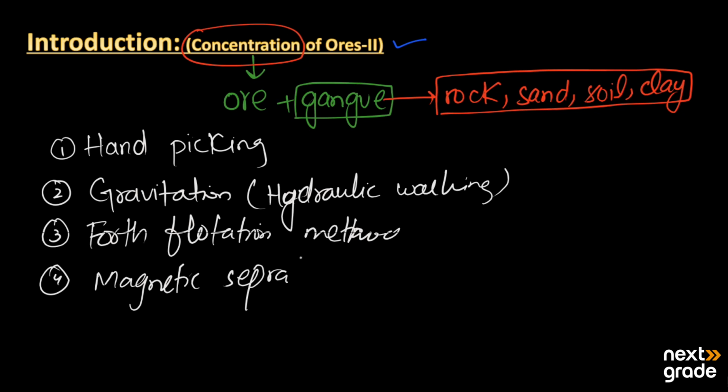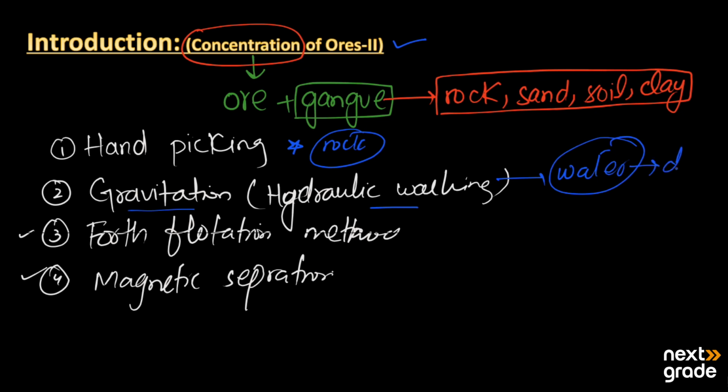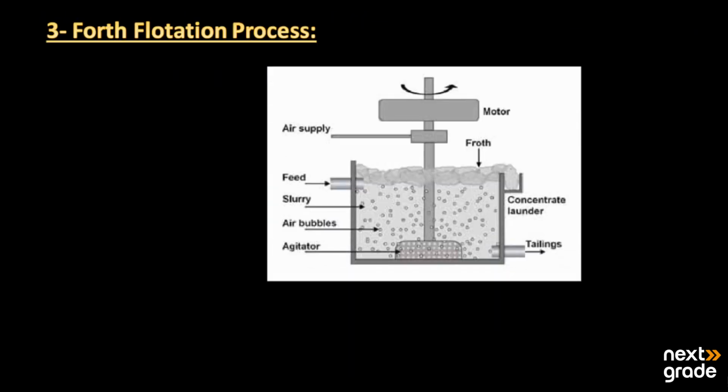We will discuss methods number 3 and 4 here, because hand picking is simple picking up of all the rock particles from the ore with the help of the hands. The second one, the gravitation process or hydraulic washing, is one in which we just wash the ore with water, and it helps to remove the particles on the basis of the difference of densities. Here we will discuss the froth flotation process and magnetic separation. So let's have a look at the froth flotation process.